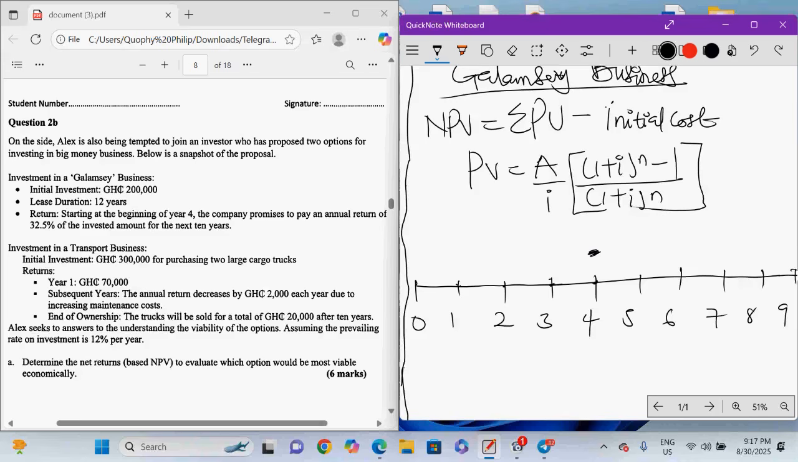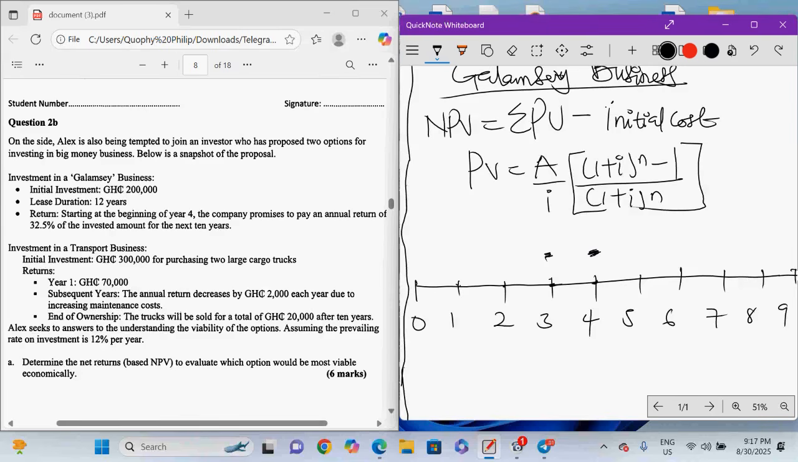So this is the end. This is the beginning of year 4. This is the end of year 4. So the cash flow will start from here, which is the beginning of year 4, and not the end of year 4. So you have to be vigilant when you are reading the question. You have to open all your eyes, open all your mind, read the question, and understand what the question is saying. Don't be in a haste.